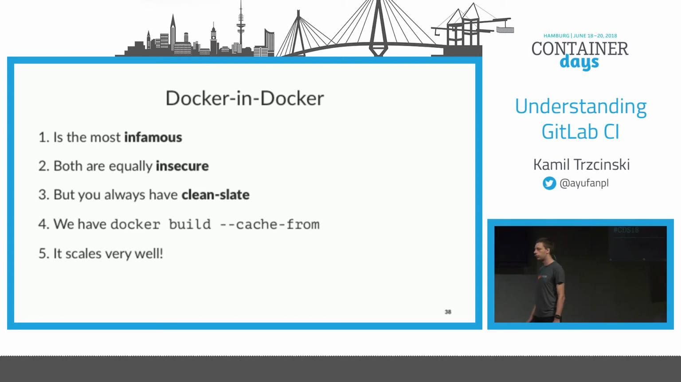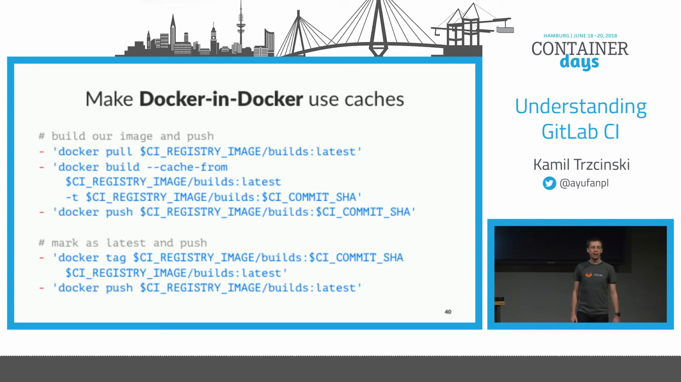It's kind of imperformant, but you can make the performance of Docker in Docker slightly better if you use cache-from. And what is cache-from? Basically, it's the idea that you pull the image that you built previously to Docker in Docker, and when you build the new image, you specify, please try to reuse layers from my previous build.